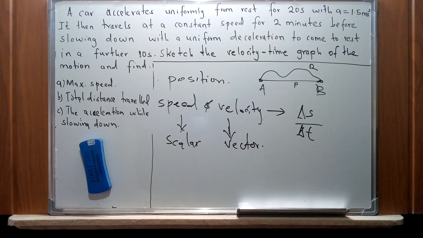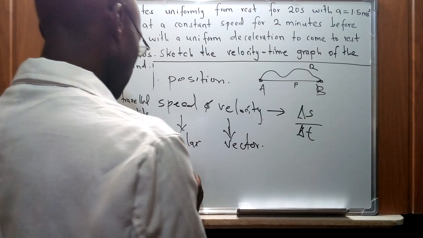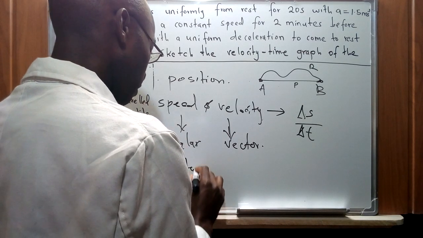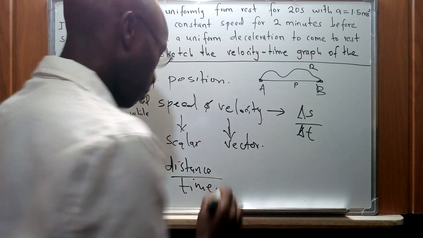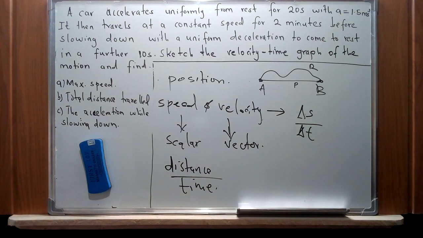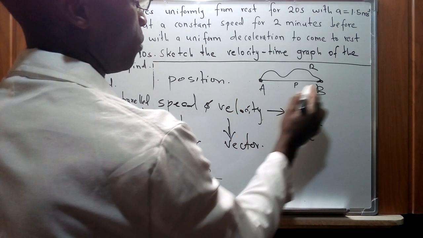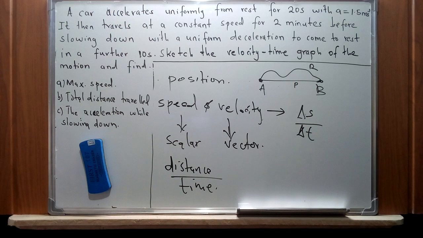And then for speed, this is the distance traveled over time. Distance is regardless of which direction. So if I travel from point A to B using the route R, then the speed will be the total distance of R over the time taken in traveling from point A to B.